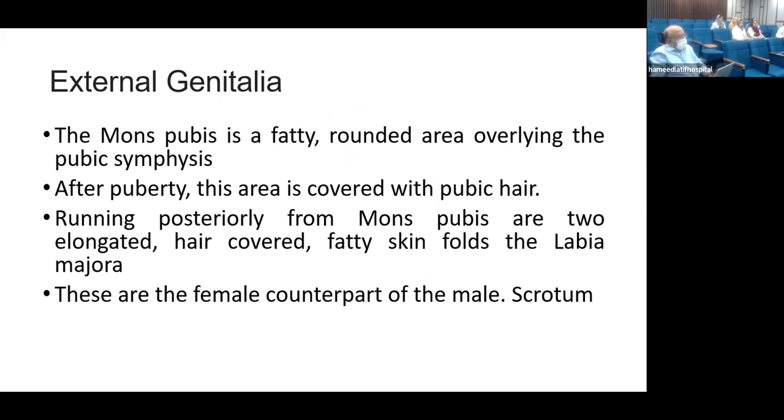External genitalia. The mons pubis is a fatty, rounded area overlying the pubic symphysis. After puberty, this area is covered with pubic hair. Running posteriorly from the mons pubis are the two elongated hair-covered fatty skin folds, which are called the labia majora. These are the female counterpart of the male scrotum.